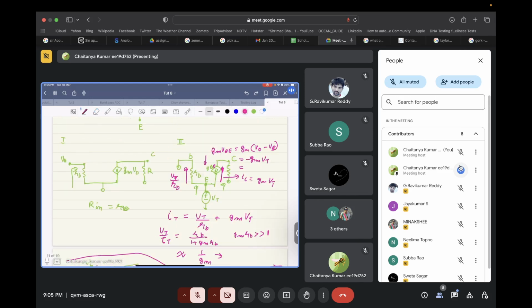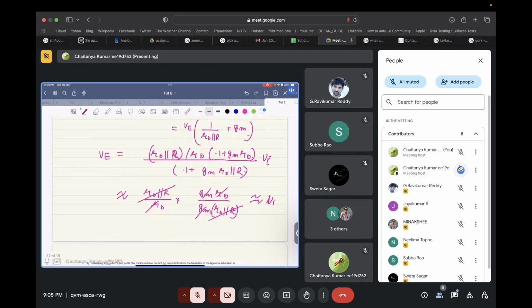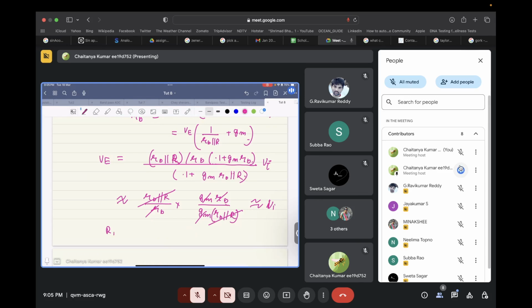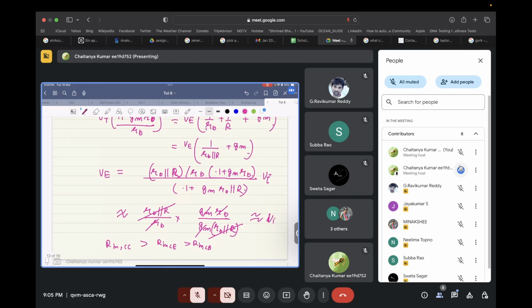And common base has a resistance of 1 by gm, and since this gm is very large, it virtually has a very small resistance. Okay, so Rin of common collector is greater than Rin of common emitter is greater than Rin of common base. Is it clear?